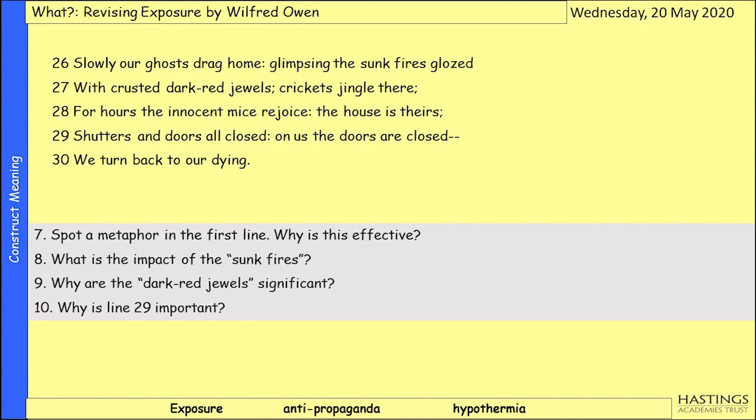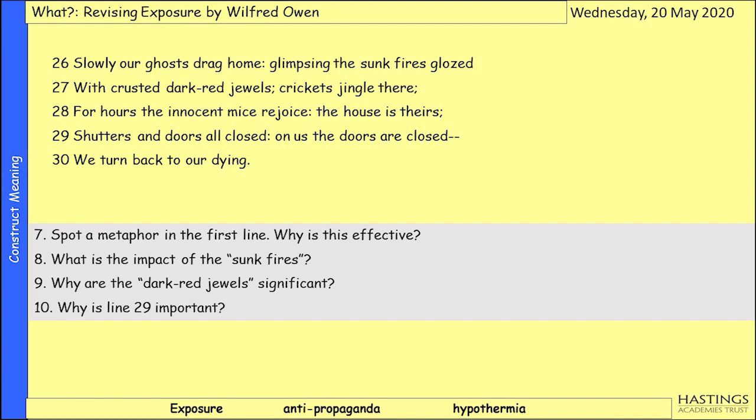Number 9. The dark red jewels are significant because they are a metaphor for the embers of fire. Again, you can link fire to them hallucinating. However, the colour red is really significant here because you can link that to blood, as in the bloodshed in warfare, but also to danger.